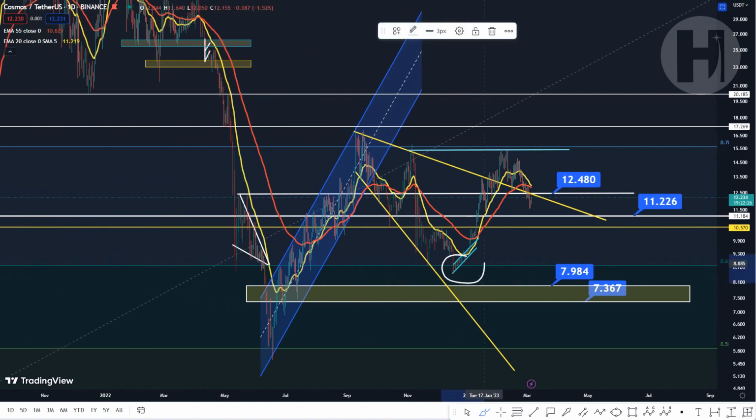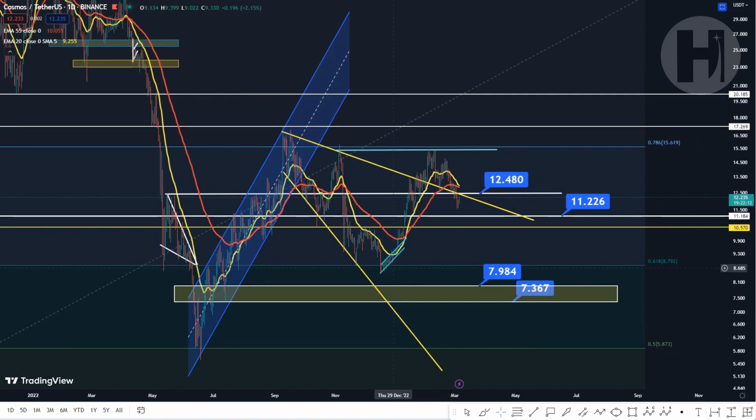Now, if this pullback continues, we could be looking at potentially $8.79 retested once again, which is the exact level that we retested back in December before having that move to the upside. So this was an incredible entry that I gave you before we retested it. I told you that the golden ratio is going to be a very good buying level, and from that golden ratio, you could have made 75% in a month or so, or a bit more than a month.